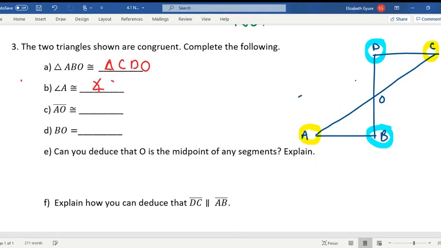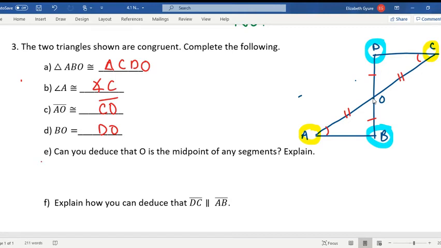Corresponding part, that would be congruent to angle C. So A with C. Segment AO would have to be congruent to segment CO. And the measure of BO would have to be equal to the measure of DO. Can you deduce that point O is the midpoint of any segments? Well, if you take a look at what I just labeled here, it would actually have to be the midpoint of both segment AC and DB because we have congruent parts on either side, so O must be the midpoint.